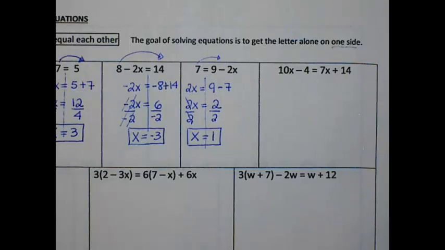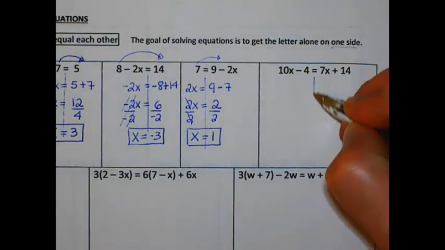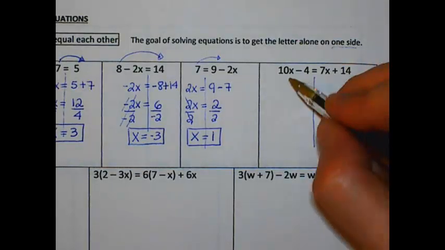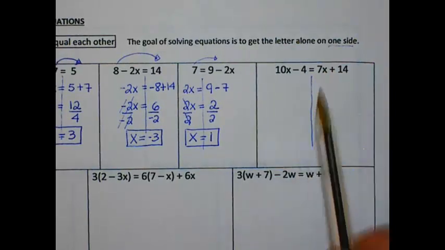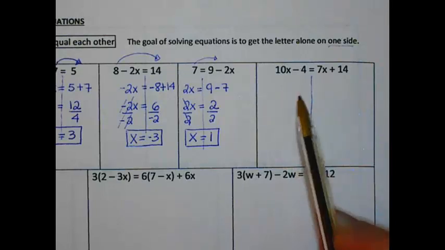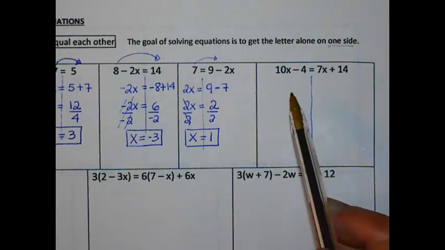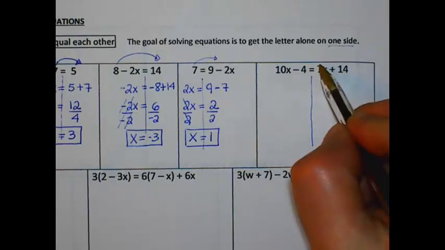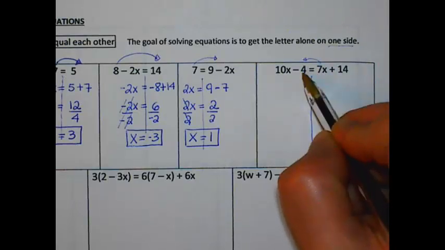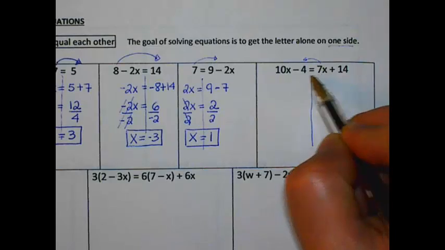Very good. The next problem is a little bit different than the ones before because now I have x's on both sides. But remember our goal. Our goal is to have the letter alone on one side only. Okay? So basically what I'm going to do, I'm going to rearrange the numbers. I'm going to send that 7x to this side and the 4 to the other side.